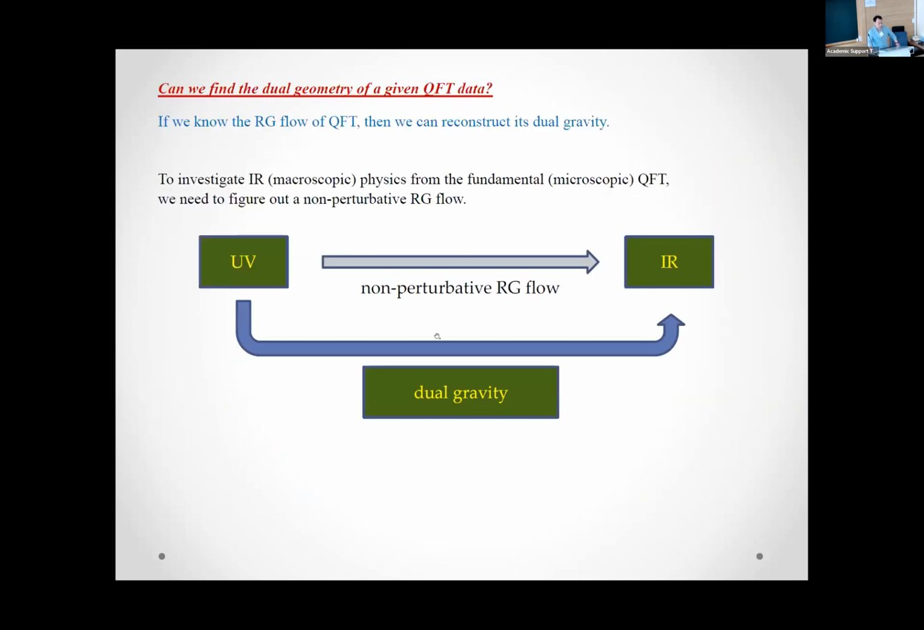So this is the usual path to understand IR physics in quantum field theory. However, if we apply the AdS/CFT correspondence or some duality, then you can go around this non-trivial trajectory. If we reconstruct the dual geometry of such a quantum field theory, then we can understand IR physics by simple classical gravity theory. That is the big motivation why we study the duality of gravity and quantum field theory.